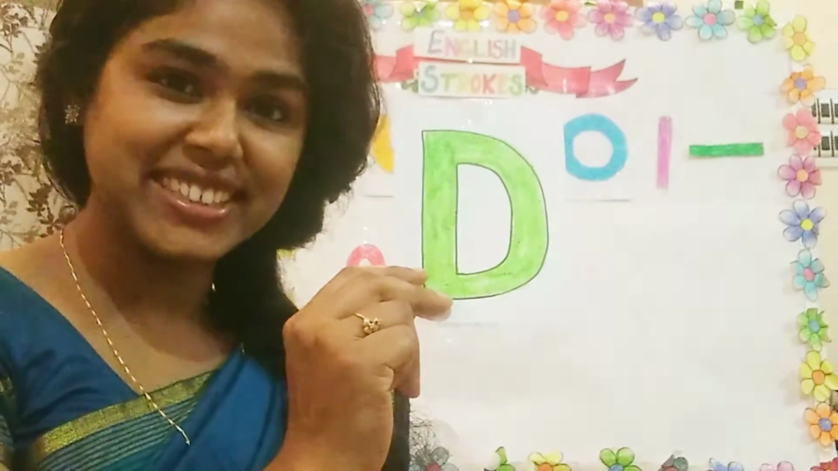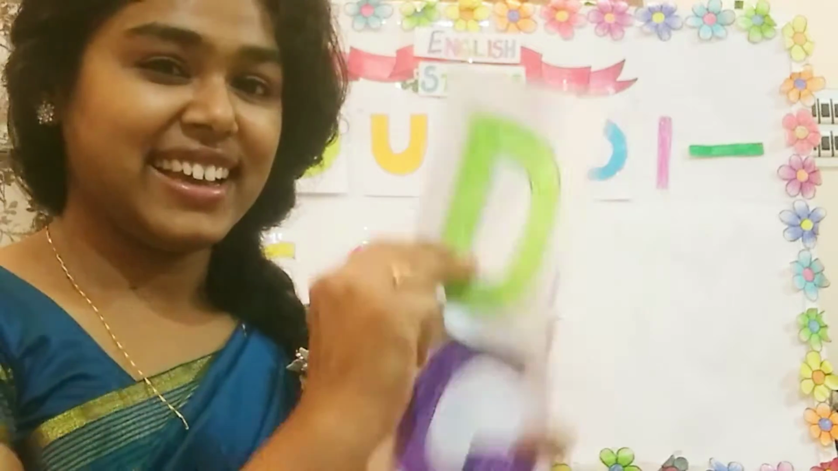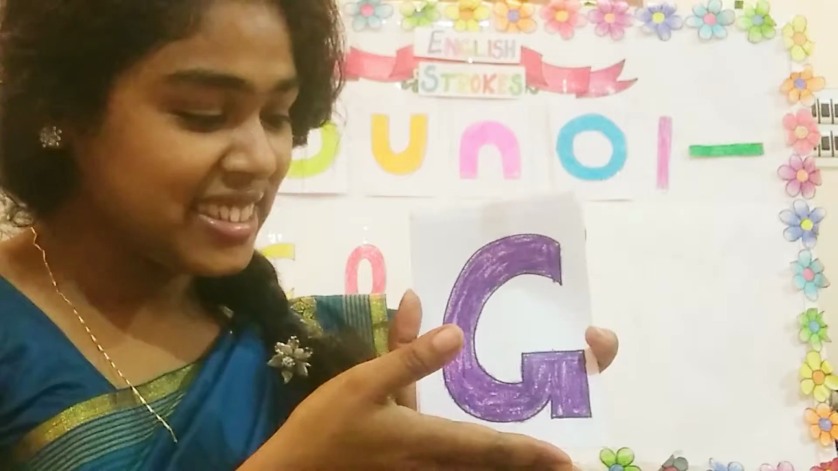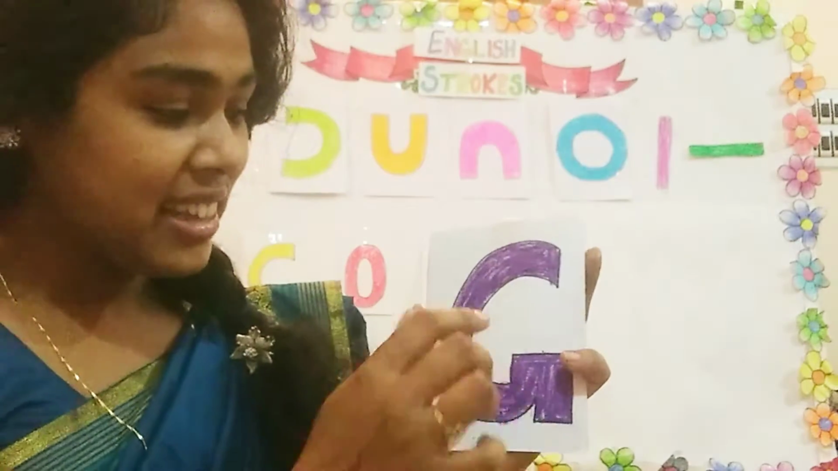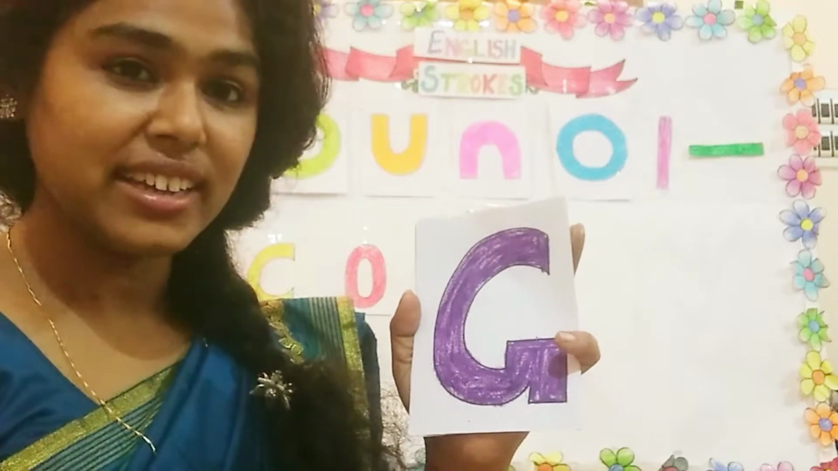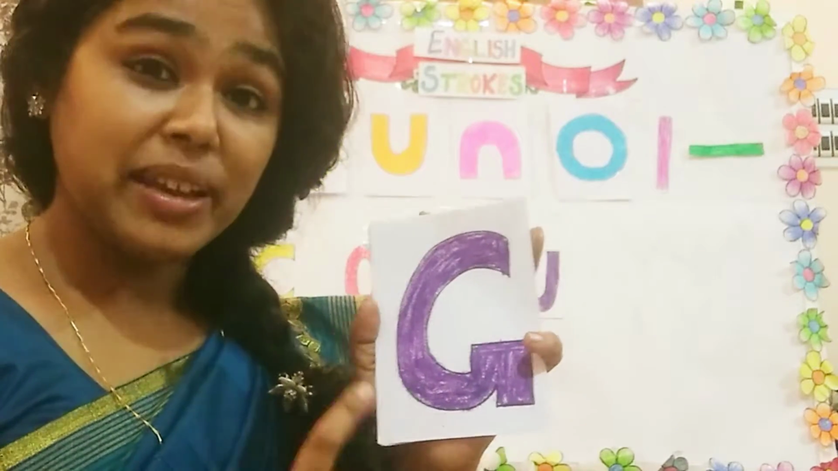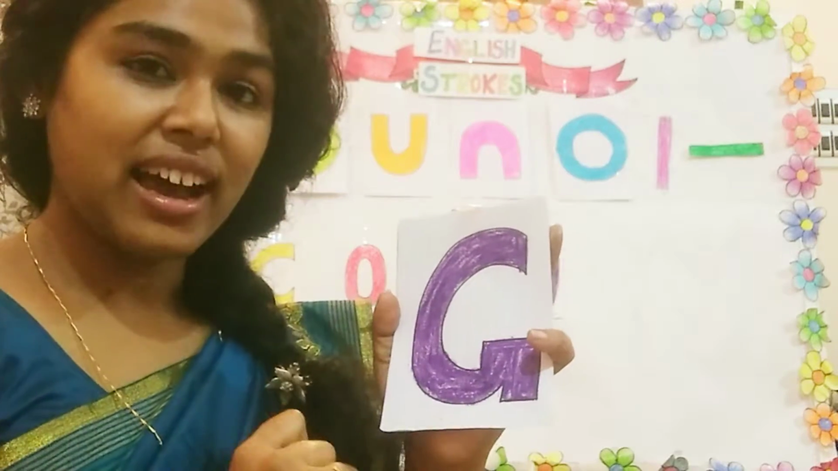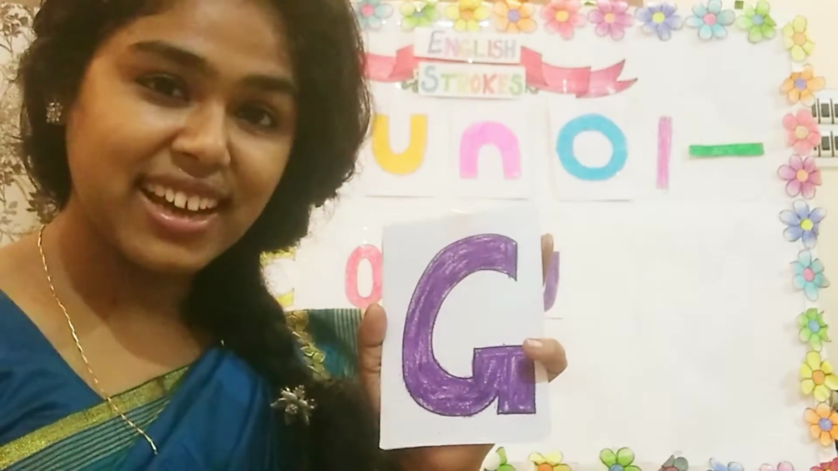Which is the next letter? Did you see that? Yes, that is letter G. So how do you write letter G? That is right curve, one sleeping line and one standing line. Right curve, sleeping line and standing line makes letter G.